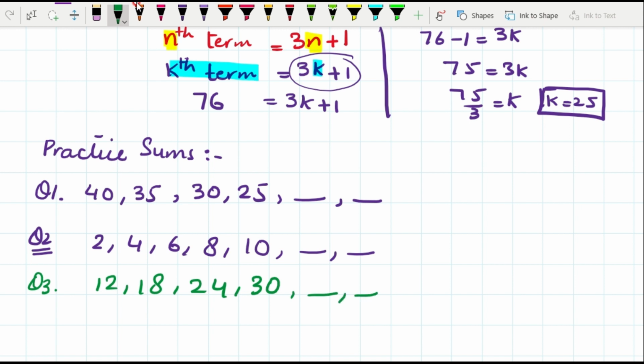Okay, in these questions you have to find the missing values and you need to calculate the nth term also.